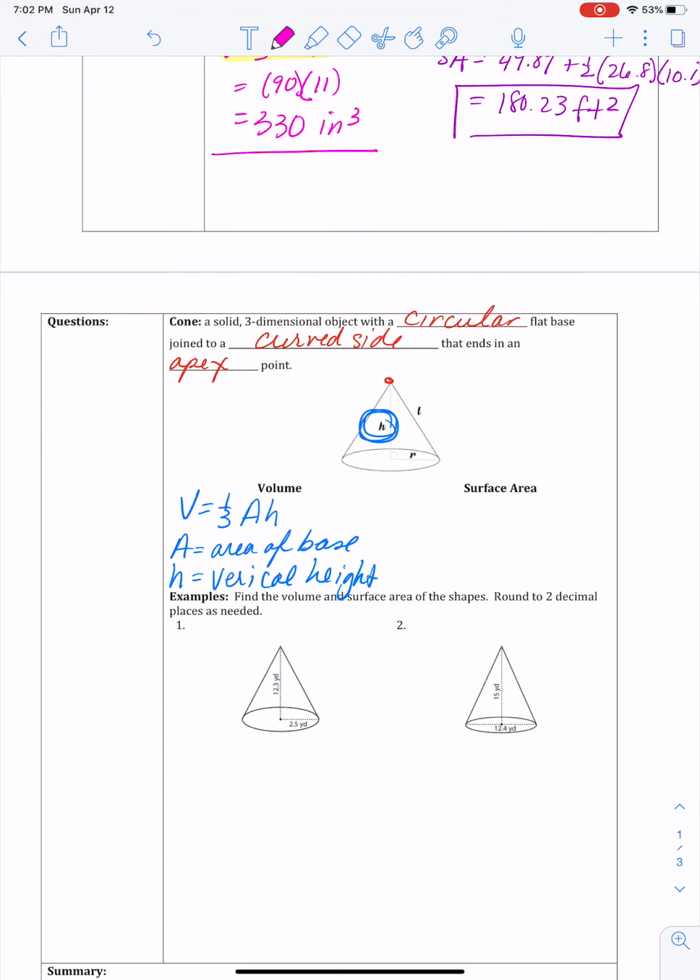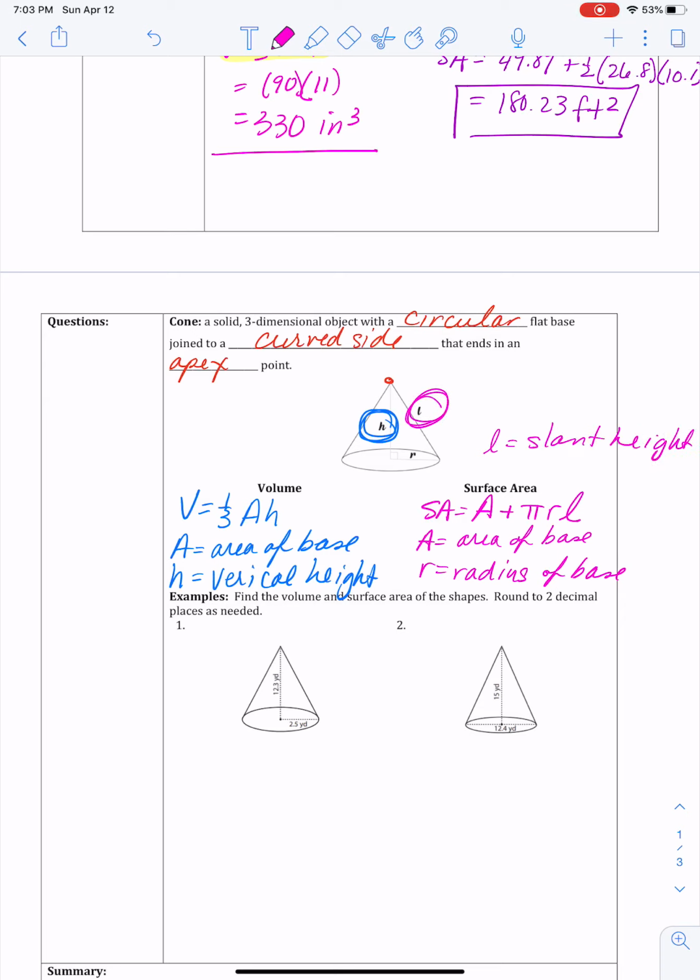So surface area. Surface area is the area of the base plus pi r L, where A is the area of the base, R is the radius of the base, and L is the slant height, which is this one number on the outside.